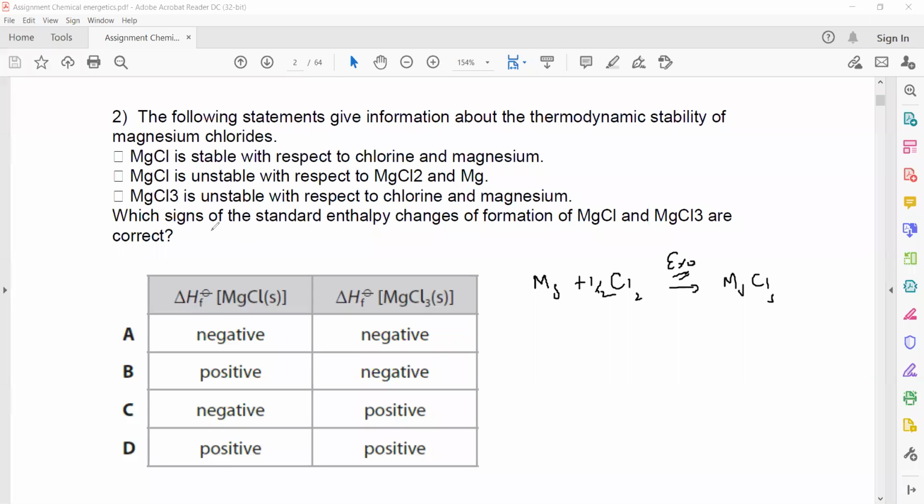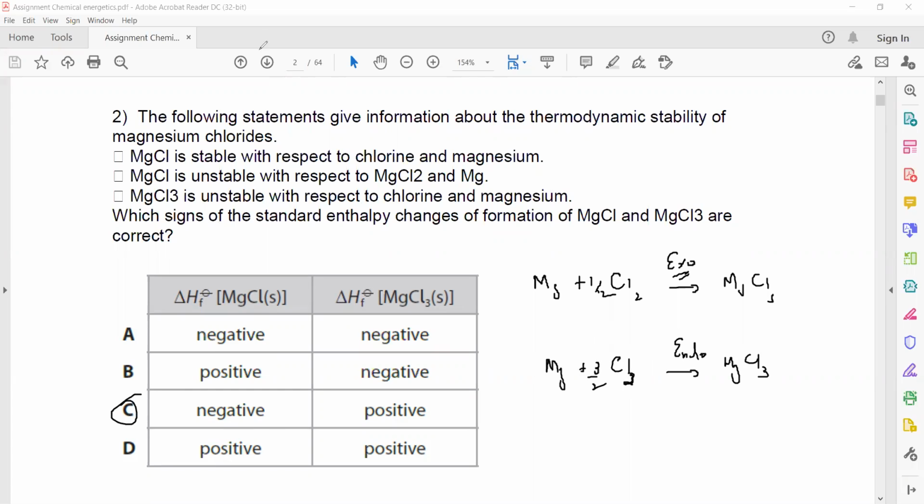And MgCl3 is unstable with respect to magnesium and chlorine. So this one is unstable. Unstable means it requires energy. So there should be input energy to form this. Then this will be endothermic. That's why C is the right answer.